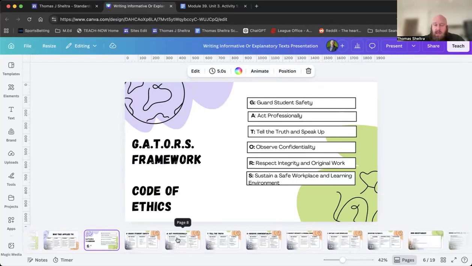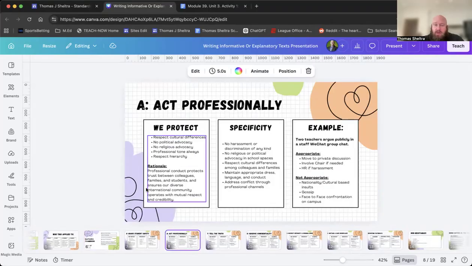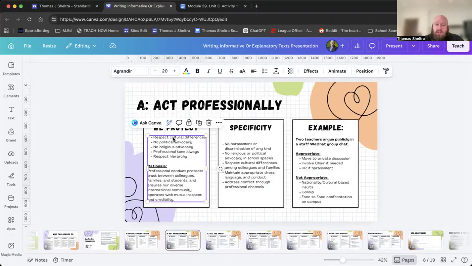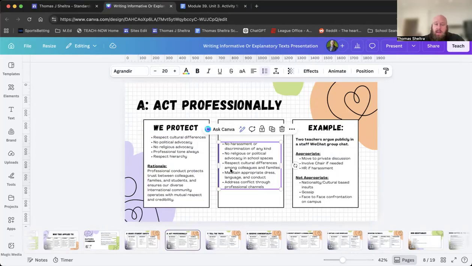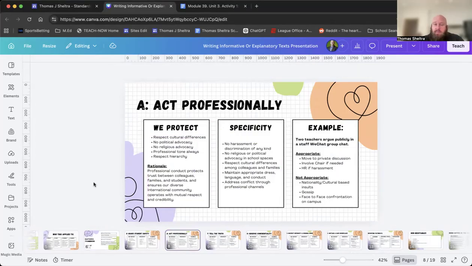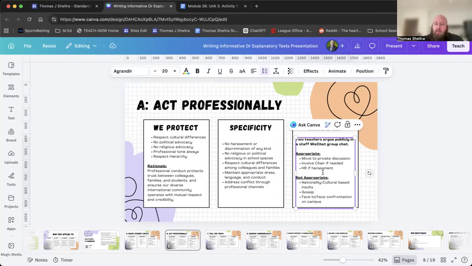So you can see that as we go through here, if we act professionally, what we want to do is respect cultural differences, and then give you guys some examples of what it is that we want to do that is appropriate and not appropriate as professionals in the school setting.